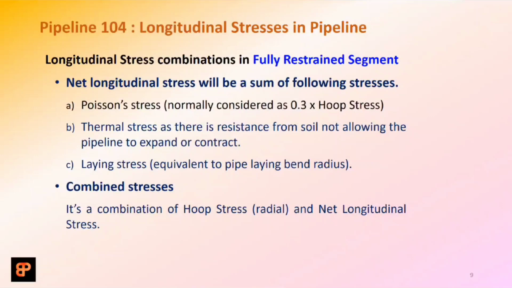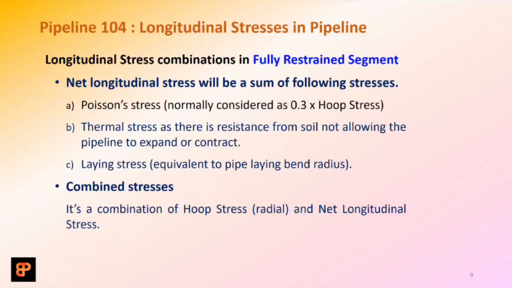Okay, so we have to consider the worst direction. So when Poisson and thermal balance each other, whatever is the dominating stress, we add the laying stress in that direction. So laying stress always gets added to the net sum of Poisson and thermal, which are acting in different directions. By doing this combination of A minus B minus C, or A minus B plus C, depending upon who is dominating, that will decide the net longitudinal stress.